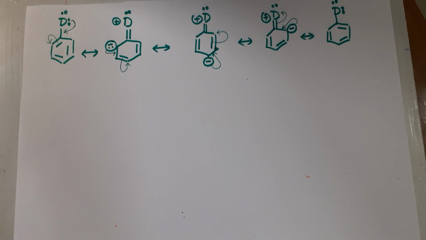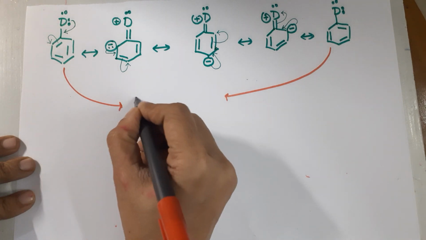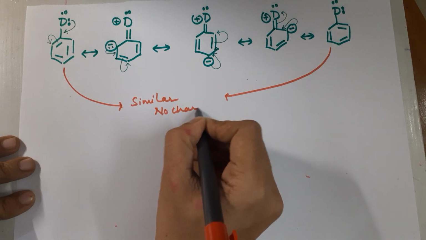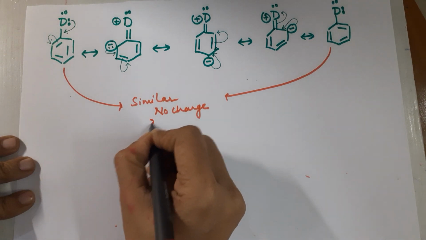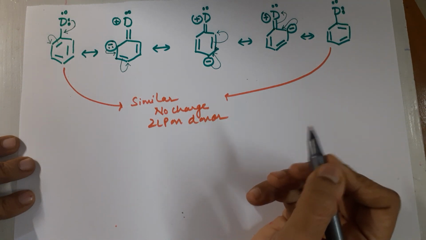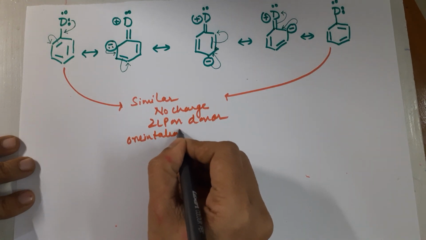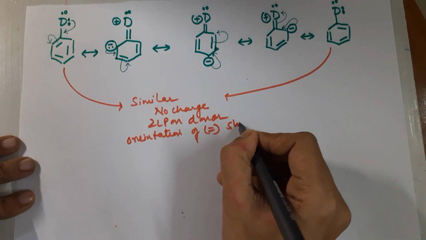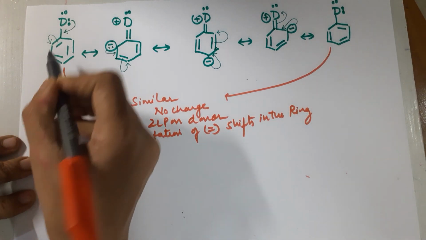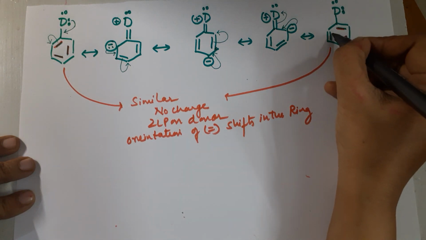Please pay attention. The first structure and the last structure are always similar. That is, they have no charge on them. Number 1, 2 lone pairs on the donor atom. Your donor atom gets the lone pairs back. But the orientation of double bonds shifts in the ring. Pay attention. You can see the 3 double bonds I had drawn were these. Now they have changed to this. You've shifted them by 1 position.